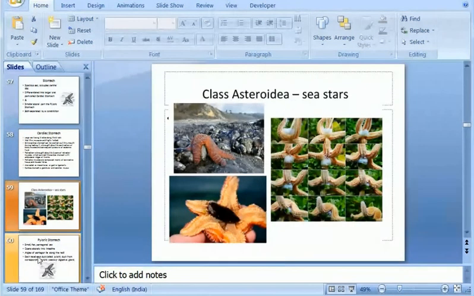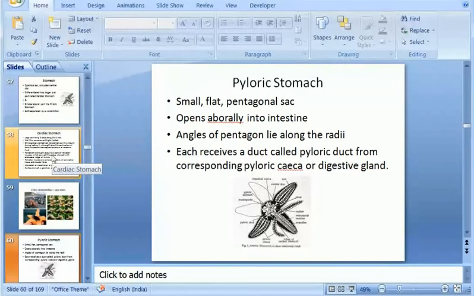Anyway, so the pyloric part. We talked about the cardiac stomach in our previous slides. And in the next slide, we have seen how the cardiac stomach is everted out. Once the prey is captured with the help of tube feet, in the case of a bivalve, there are hard shells, the soft body is located inside, and the shells are shut. With the help of the suckers on the tube feet, it pries open the shell and everts its cardiac stomach between the shells, and feeds on the content.